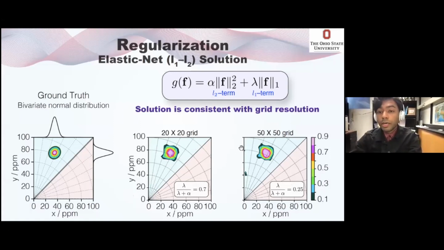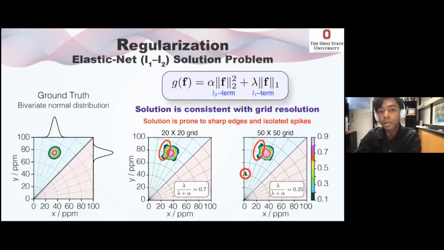When we go to a high resolution grid, what we see is the same lambda over lambda plus alpha factor is about 0.25. So here, only 25% is the L1 term, and the signal is dominated by the L2 term, which promotes grouping of the signal. So with the combination of the two, the elastic net solution, we can solve the problem of the solution being dependent on grid. Now we see a consistent solution across all grid sizes.